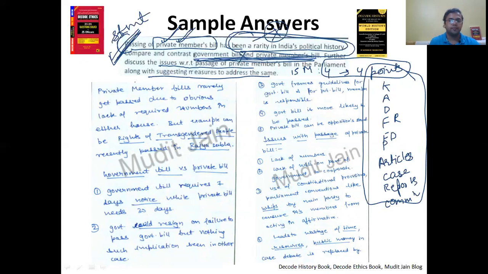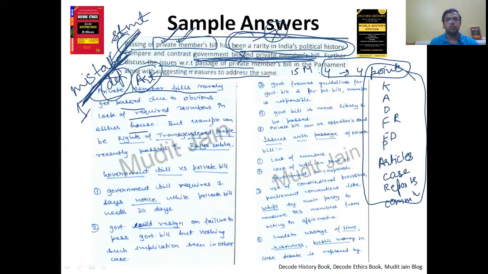So in the intro, I have defined private member bill. Private member bills rarely get passed due to obvious lack of required numbers in either house. Sorry, I have not defined private member bill. So this is a mistake on my part. Now let us analyze my mistakes as well. All of you have reached that stage after reading four questions that you can identify my mistakes. No wrong in that. So mistake number one, I have not defined private member bill. I have not mentioned any technical knowledge related to it. You can see yourself how plain this introduction is looking. So do not repeat this mistake.